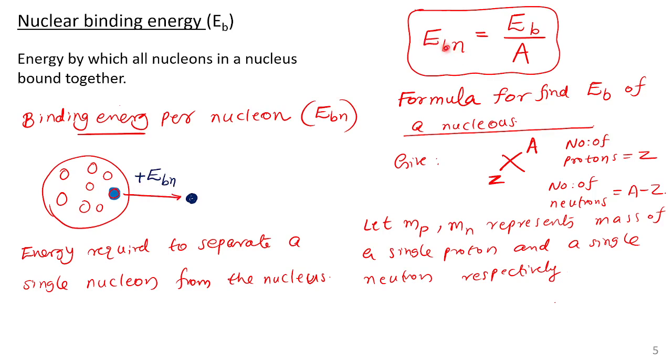Binding energy per nucleon is equal to total binding energy divided by A. Total binding energy, EB, means the energy required to separate everything. So binding energy divided by the mass number A is binding energy per nucleon. Okay? Clear? This formula is very, very important.